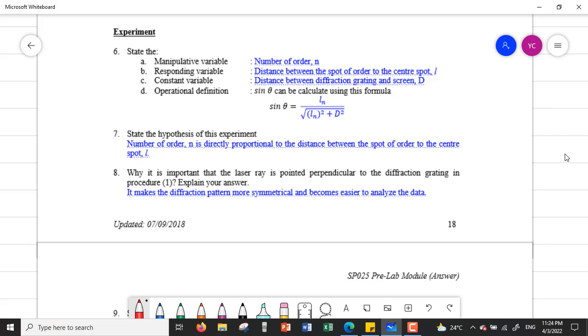Question 7. State the hypothesis for this experiment. The hypothesis is that the order number, n, is directly proportional to the distance between the spot of order n and the center spot, L. Question 8. Why is it important that the laser ray is pointed perpendicular to the diffraction grating in procedure 1? Explain your answer. This is because it will make the diffraction pattern more symmetrical and easier to analyze the data.